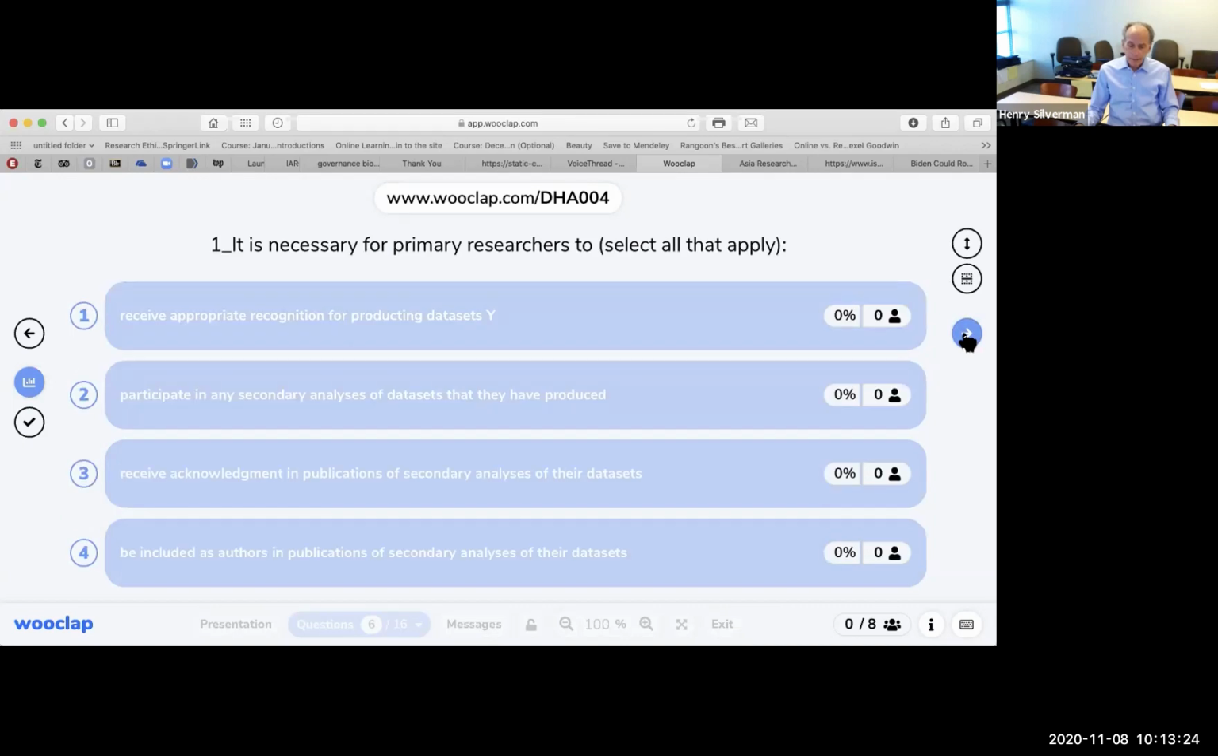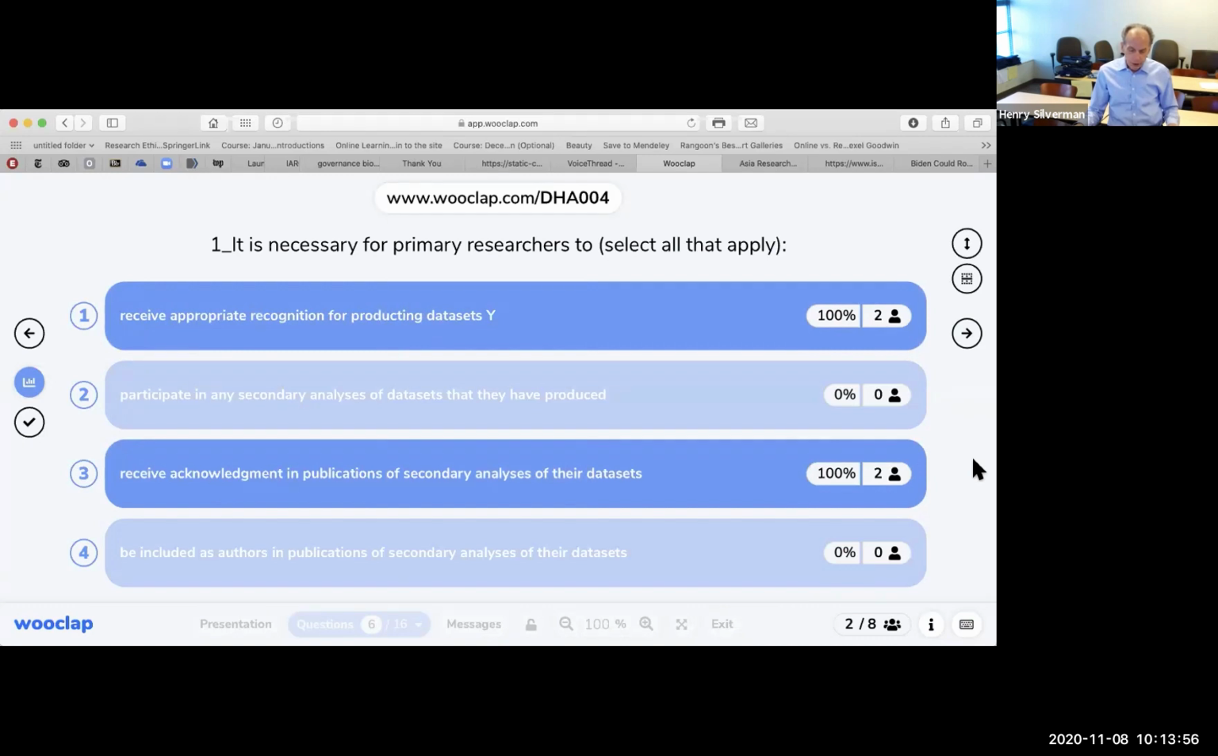Okay, good. It is necessary for primary researchers, meaning the researchers who collected the data, so which of these answers apply? Receive appropriate recognition for producing data sets, participate in any secondary analysis of data sets that they have produced, receive acknowledgement in publications of secondary analysis, be included as authors in publications of secondary analysis of the data sets, which ones apply? And I'll give you a hint, it's not all of them, okay? Okay, four people have participated, five, okay, six. All right, so the correct answers are 1 and 3. They should receive appropriate recognition and acknowledgement.